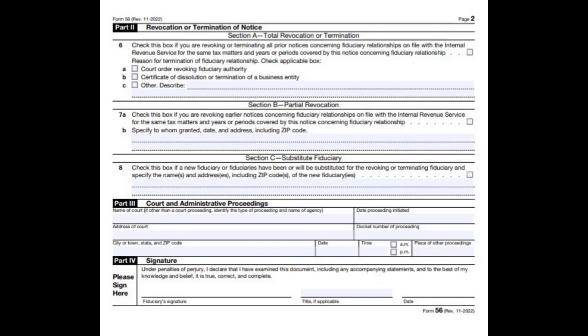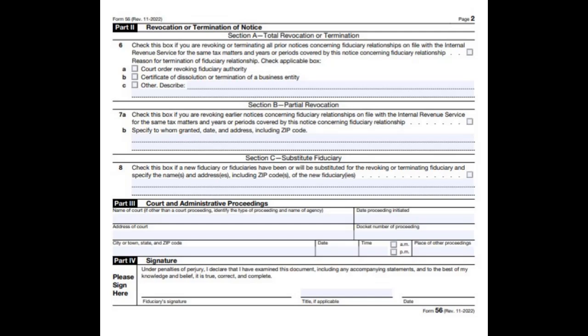Section B, indicate the type of taxes and forms you'll be responsible for, e.g., individual income tax, estate tax, employment tax. If your fiduciary authority covers specific years or periods, list them here. Part 2, Revocation or Termination of Notice. Complete this section if you are revoking or terminating a prior fiduciary relationship.